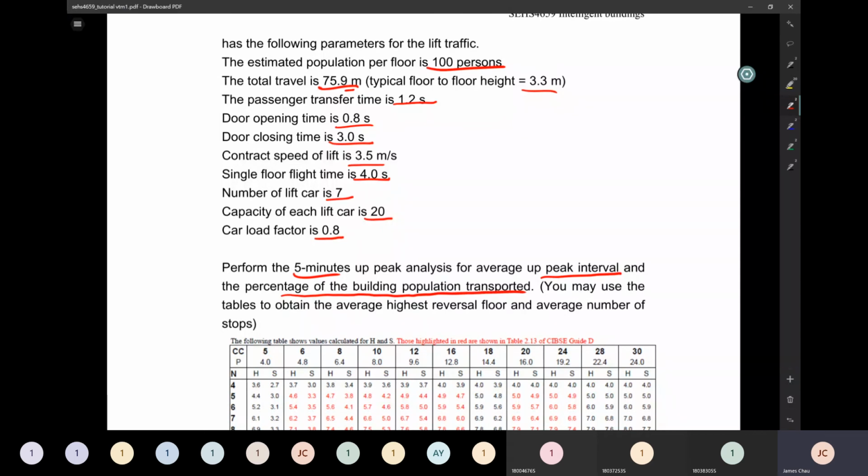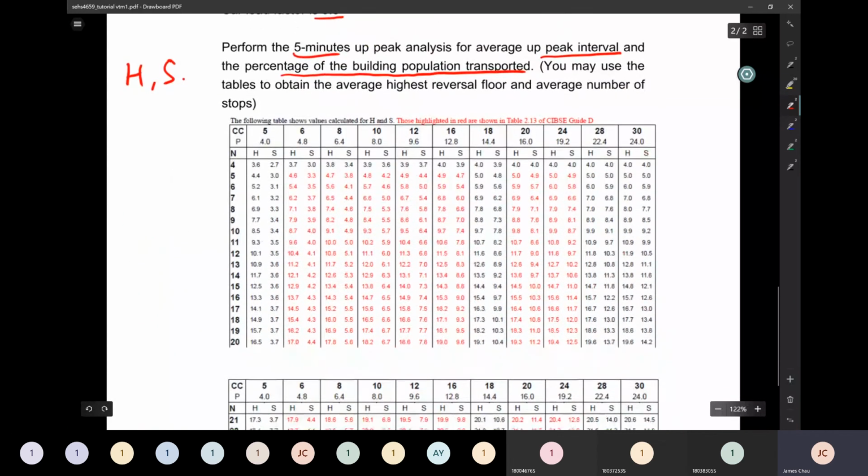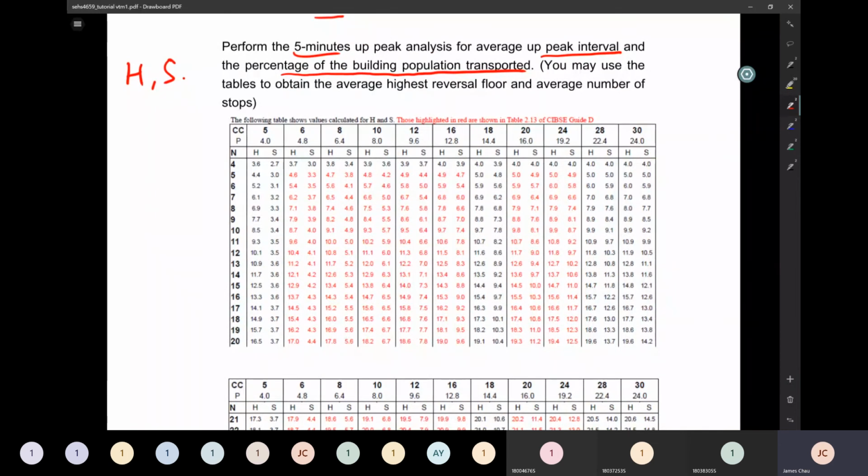Okay. Now, if you refer to the logs, we made an example also to help you to make the calculation. At that time, we gave you some equations to calculate what is H and what is S. But in practice, the calculation of H and S may rely on some tables. Therefore, in this tutorial, we give you a table to help you to quickly obtain the value of H and S.